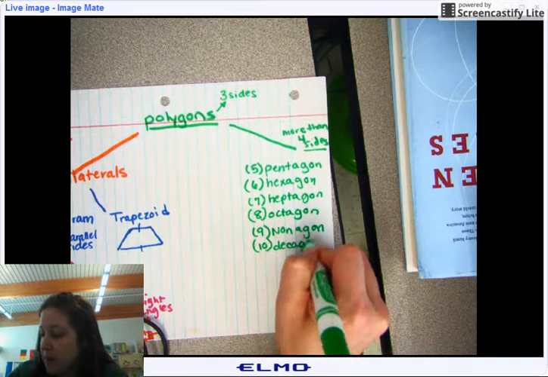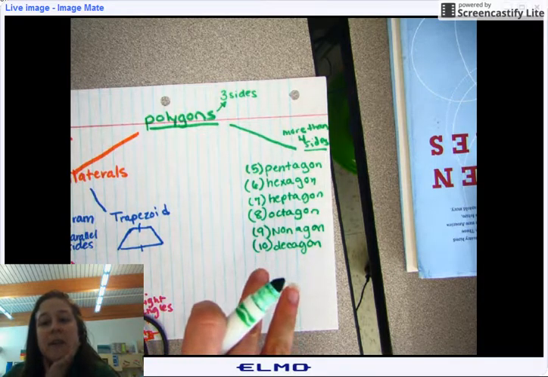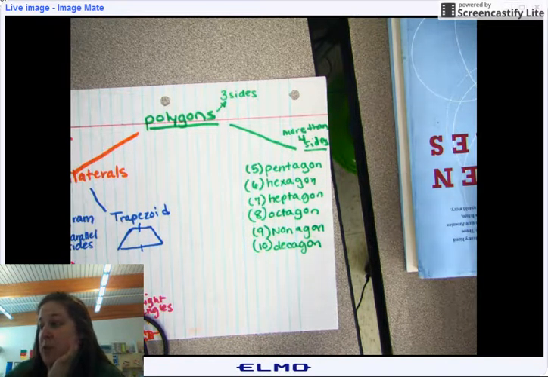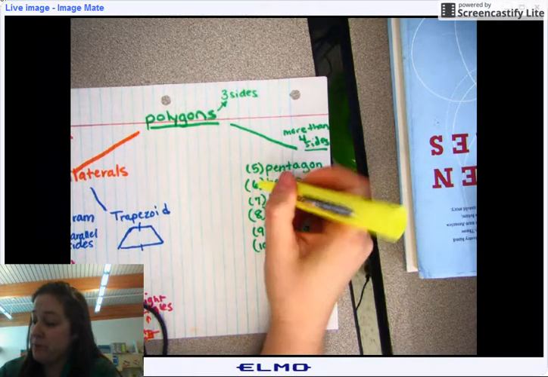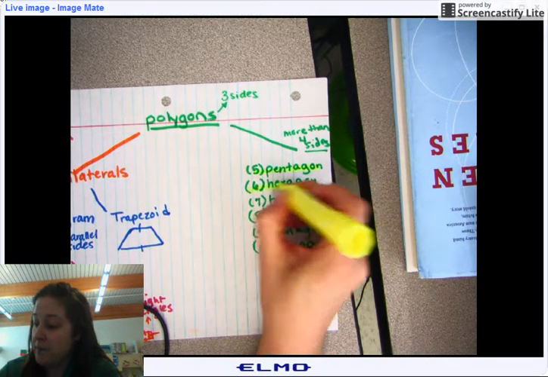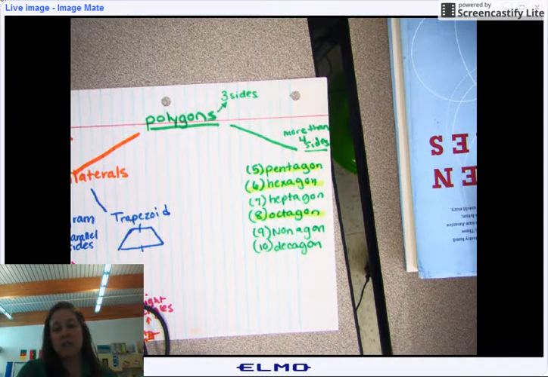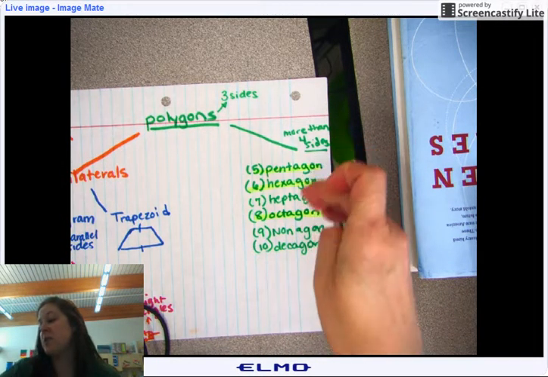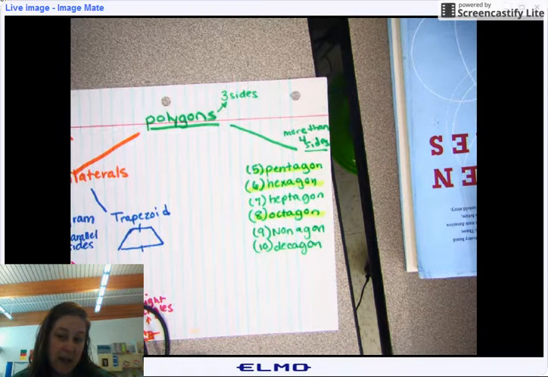Now, the nice thing about this is in 5th grade, you do not really need to know all of them. The ones you really need to focus on are your pentagon, your hexagon, and your octagon. So in 5th grade, you are only responsible for your pentagon, your hexagon, and your octagon. The rest of them, you will be learning when you get to geometry in 10th grade.